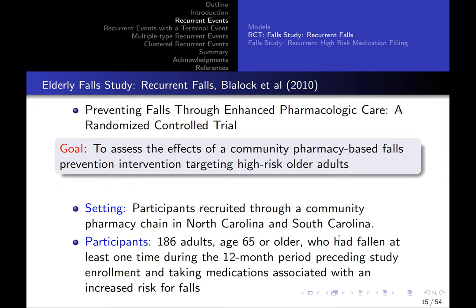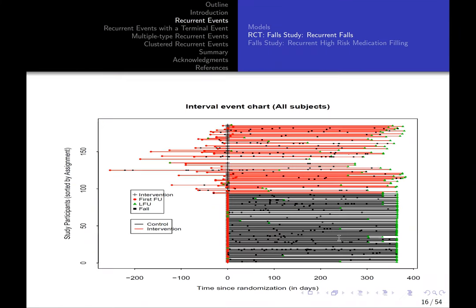The study was interested in preventing falls through enhanced pharmacological care, which was a randomized controlled trial. Participants were recruited at a chain of pharmacies, mainly in two states. As I mentioned before, the participant inclusion criteria required a prior fall and taking at least a couple of medications associated with increased risk of falls. We published this one in 2010.